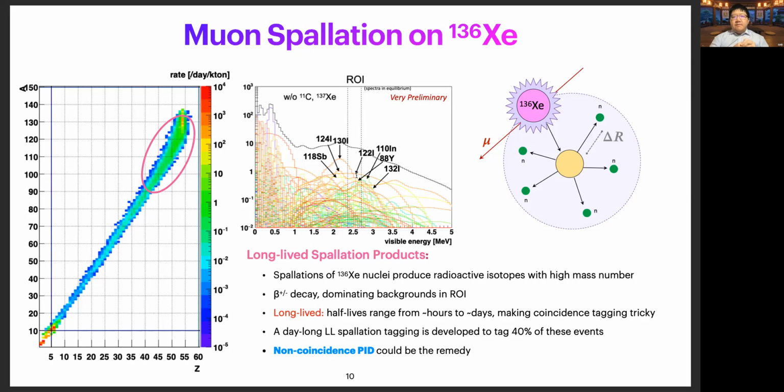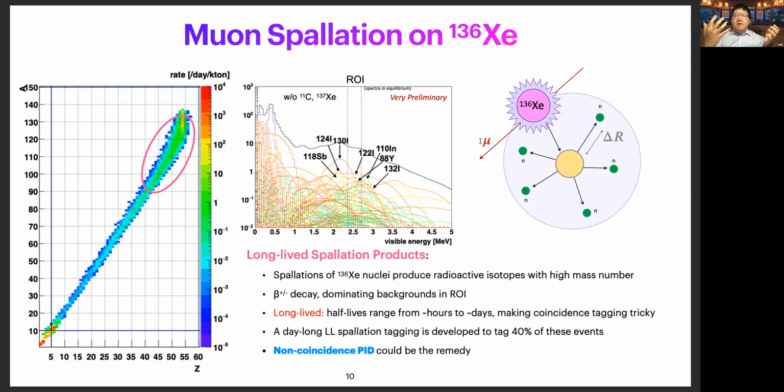As I mentioned earlier, a typical way of tagging a spallation product is using a triple coincidence cut. But those xenon-136 spallation products are generally long-lived. Their half-life ranges from a few hours to a few days, making the coincidence tagging very tricky. We designed a day-long long-lived spallation tag to remove about 40% of those events. But if we can find a method to tag and remove those events without coincidence, that would be the remedy for those backgrounds in our region of interest.